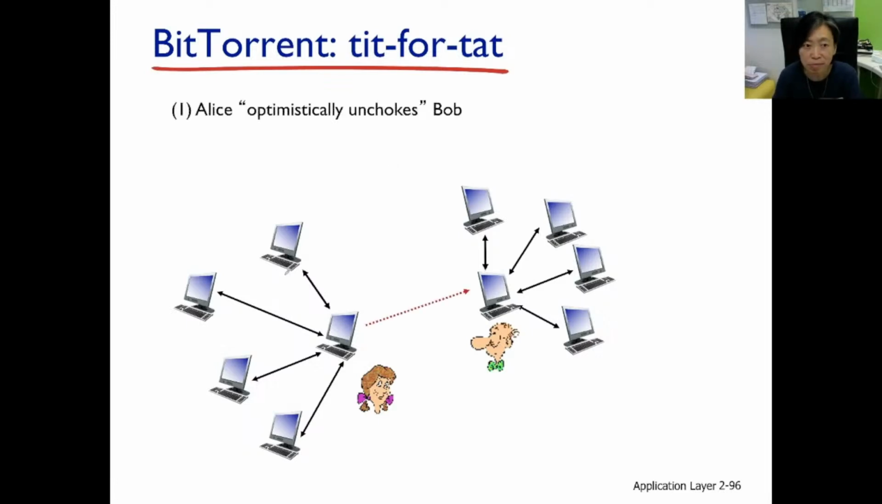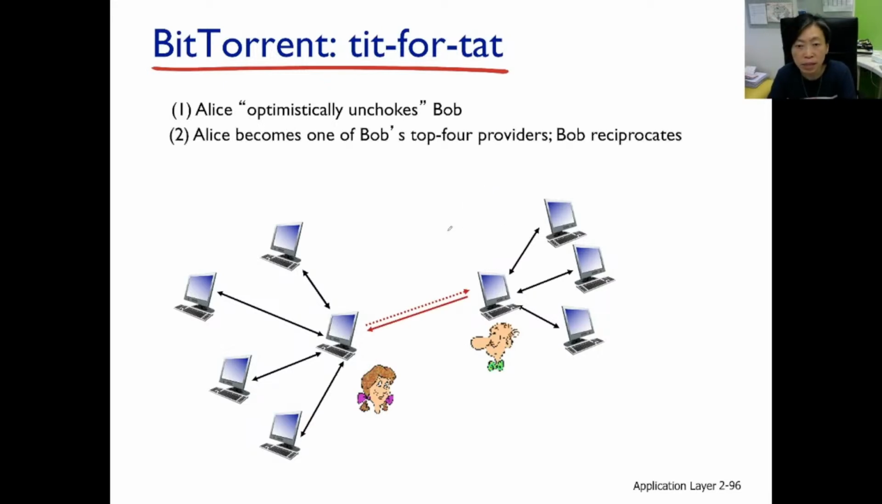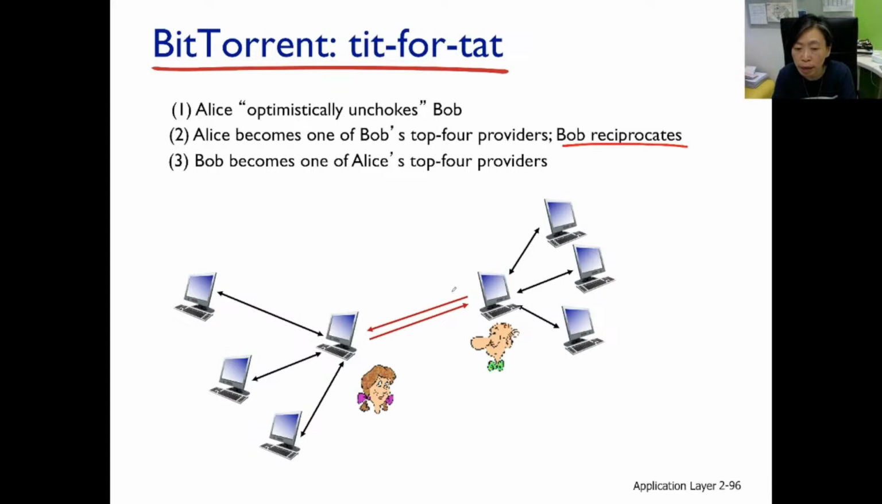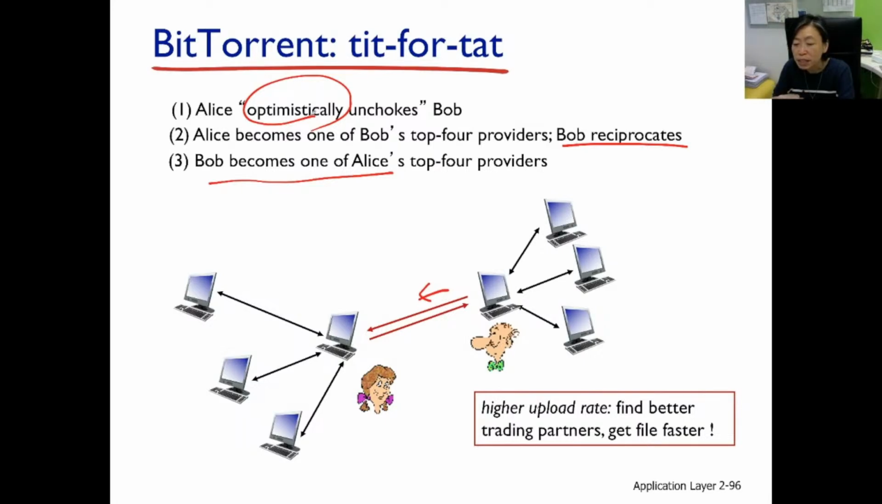So Alice here optimistically unchokes Bob. Bob could be a newcomer into the network. Alice might randomly discover, okay, there's this guy Bob there. Alice begins to send chunks to Bob. And Bob says, wow, thank you for all the bandwidth, all the chunks, and begins to send also at a high rate back to Alice. So mutual appreciation at the end. But Alice needs to be optimistic at the beginning, trying to have faith, trust that whoever is receiving the data would appreciate the effort. So a higher upload rate finds better trading partners, and so you get files faster this way.